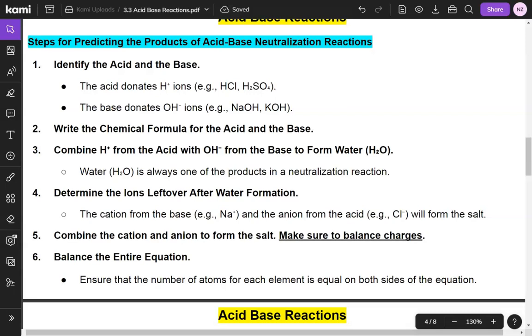On the product side, we're going to combine the hydrogen ion from the acid and the hydroxide ion from the base to form water. The ions that are left over will then form our salt. An important step in this process is to make sure that the charges balance, and then finally, balance the entire equation. We want to make sure the atoms on the reactant side equal the atoms on the product side.